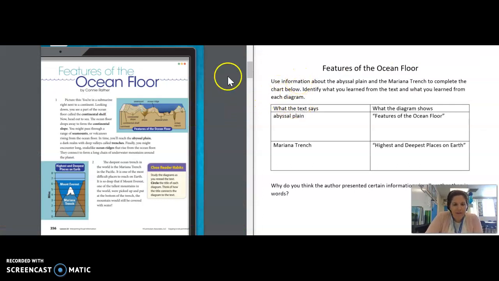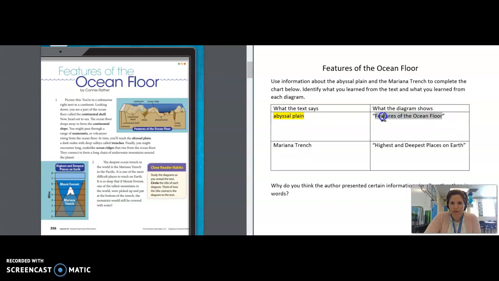All right, so we are back, and this is the text that you are going to read on your own now: Features of the Ocean Floor. You can see that there are 2 nonfiction text features here in this text. So in the first section, now look over here at the graphic organizer, it says use the information about the abyssal plain and the Mariana Trench to complete the chart below. Identify what you learned from the text and what you learned from each diagram. So in the first column, you're going to focus on that abyssal plain and then what you learned from the text about this topic right here.